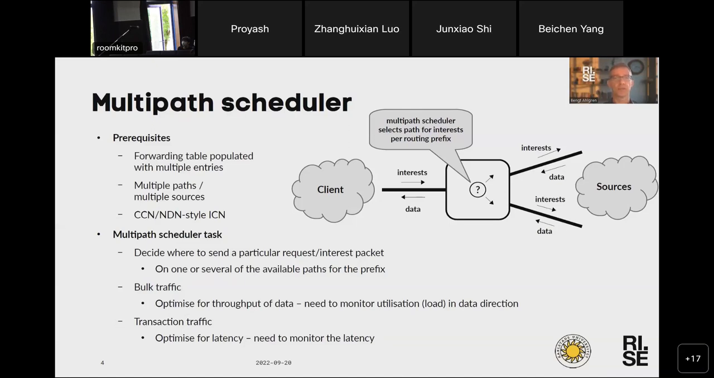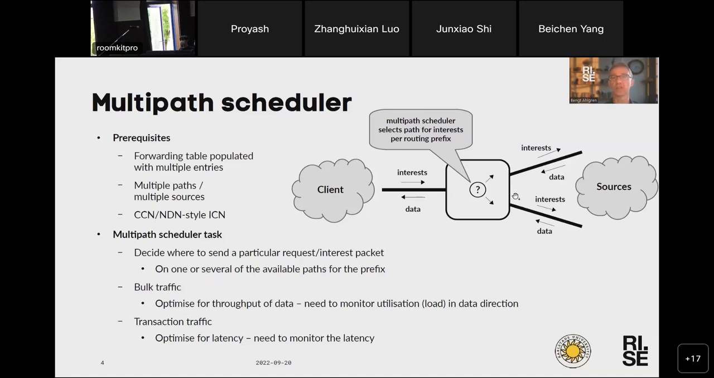So for bulk traffic, we want to optimize for throughput of data. We therefore need to monitor the utilization or load in the data direction. For transaction traffic, we want to optimize for latency. There we need to monitor the latency. This is pretty straightforward, but to monitor utilization takes a little bit more effort. And I'm going to talk to that in just a bit.